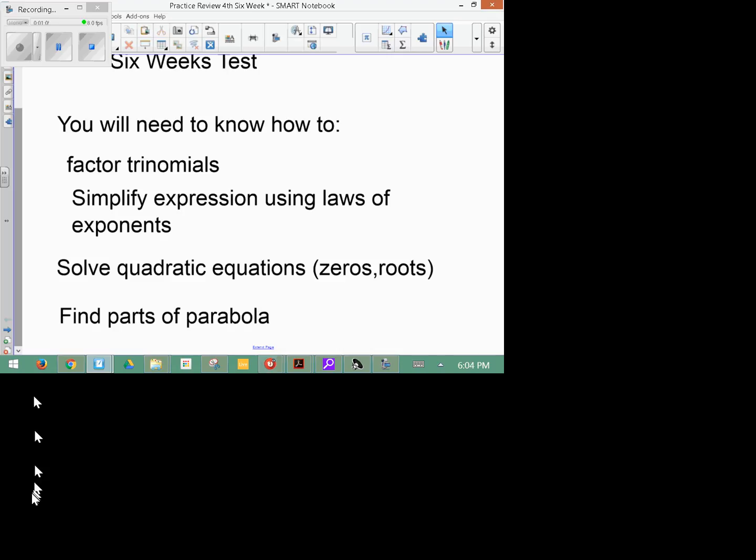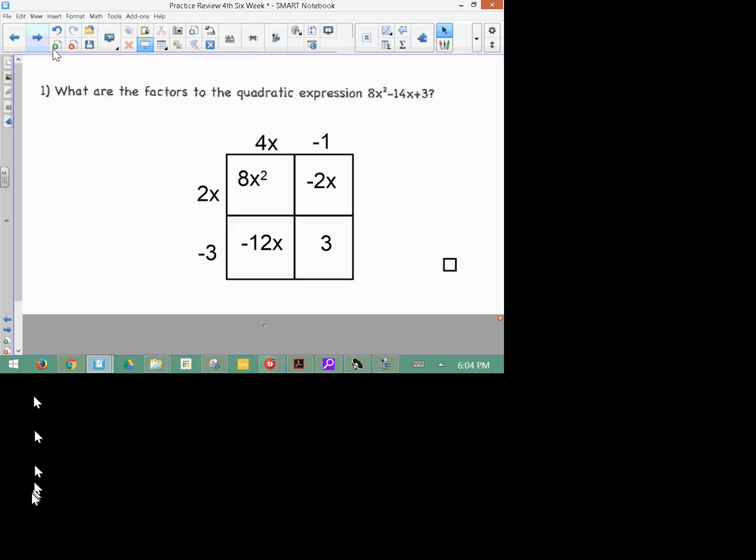Most of you have seen these first 5 problems in class on Tuesday and Wednesday, so I'm going to quickly go through those. All right. So what are the factors of the quadratic? Just so that you can see where all this is coming from, I'm going to start from the beginning. What are the factors of the quadratic expression 8x squared minus 14x plus 3?